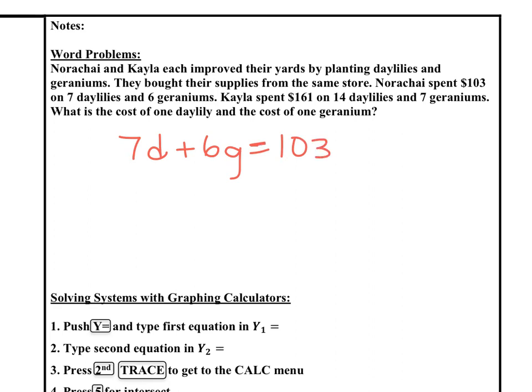And I like how you use D and G because that makes it really obvious which is which. And then the next equation, what do you got, Sarah? 161 equals 14g plus 7d. We agree? Great. And you can solve that probably with which method would make sense? Elimination. Elimination would be easy.